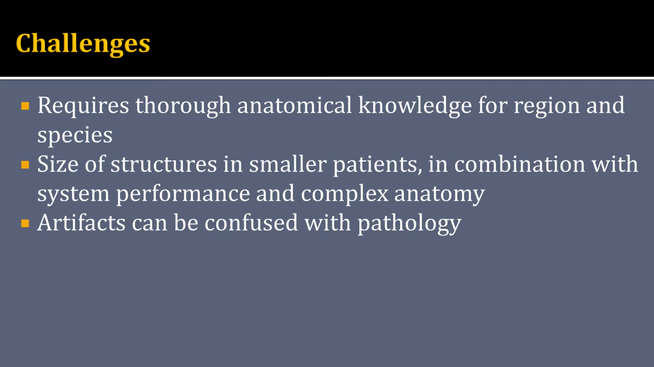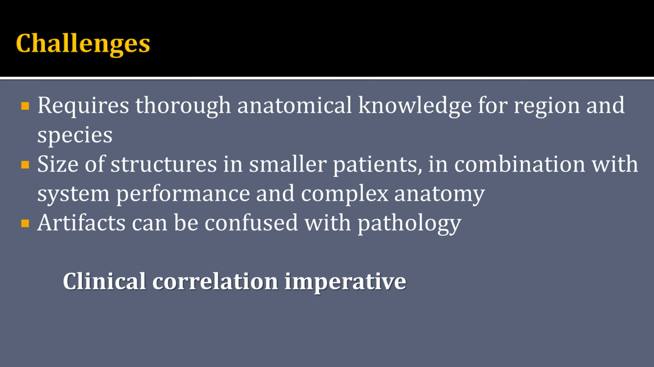There are some challenges that come with ultrasounding the musculoskeletal system. Certainly, this is a complex area that requires a very thorough anatomical knowledge that is specific for the region you're imaging and may be more specific for the species. The size of structures in our smaller patients, particularly those smaller than 15 kilograms, in combination with the ultrasound system performance and the complex anatomy, can prove difficult and challenging, and there are artifacts that can be confused with pathology. Finally, once we identify potential lesions on ultrasound, clinical correlation is imperative.